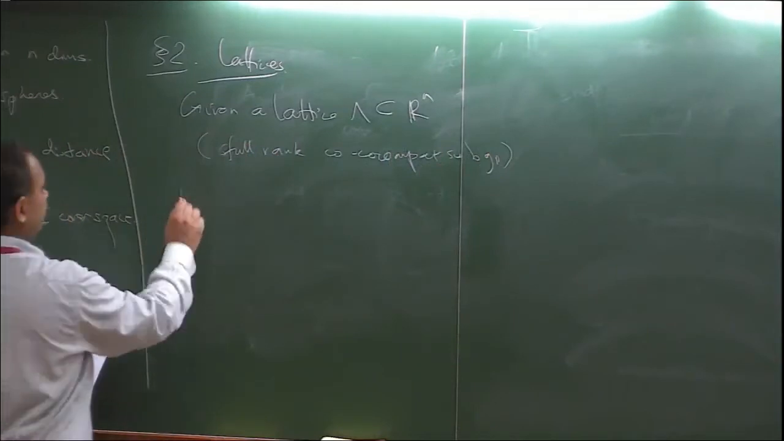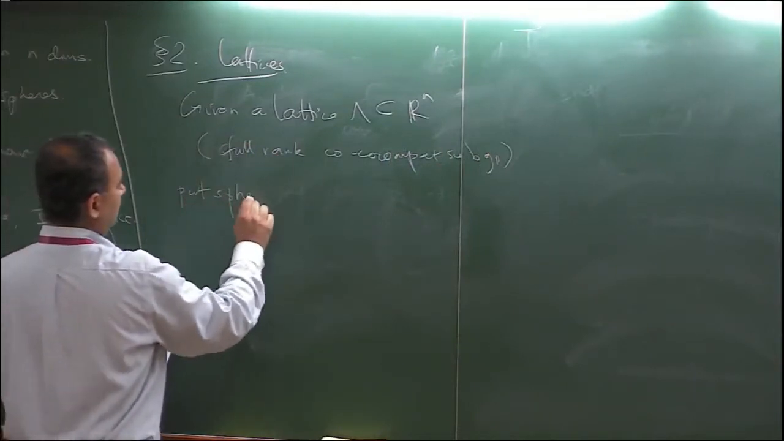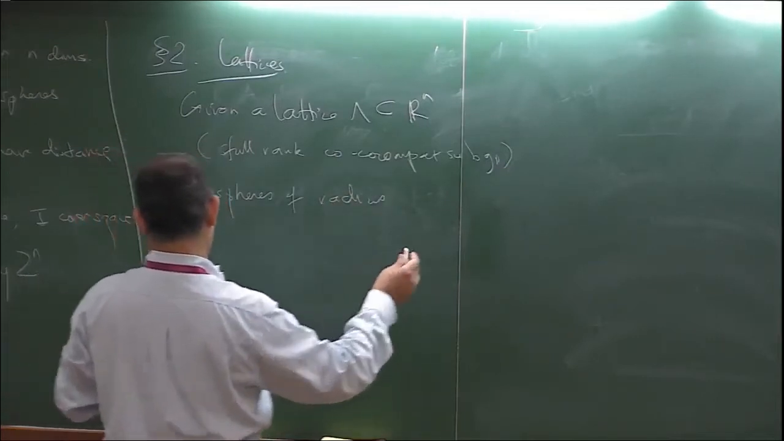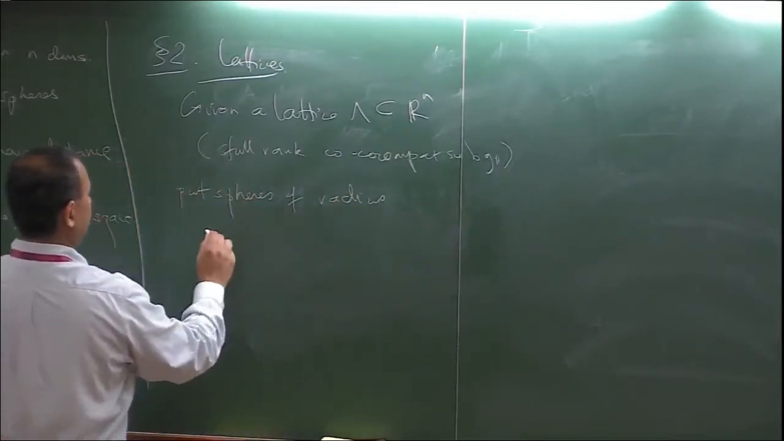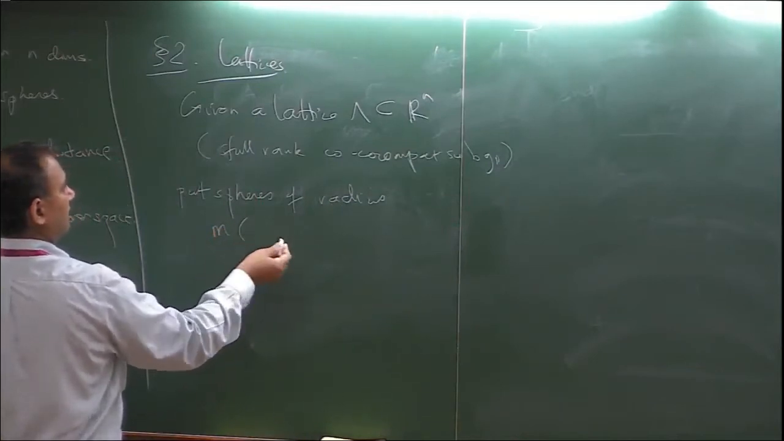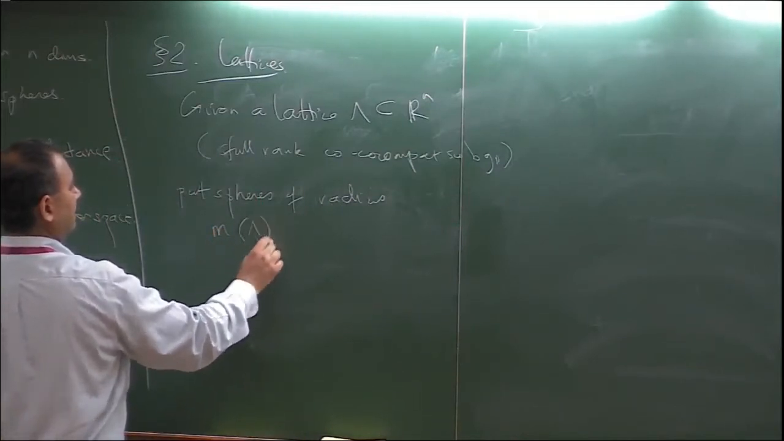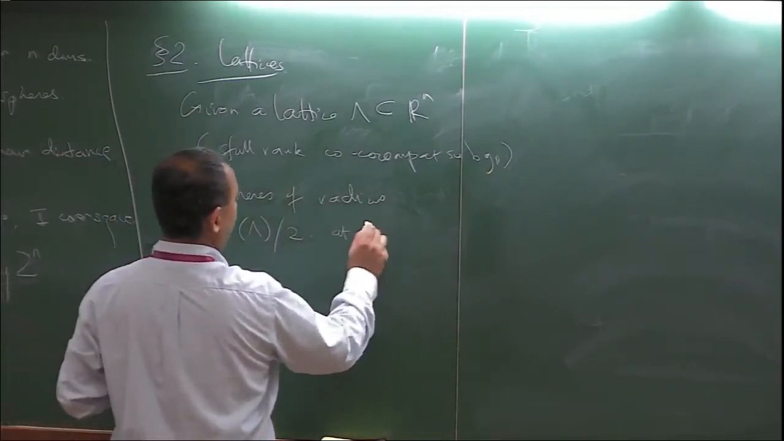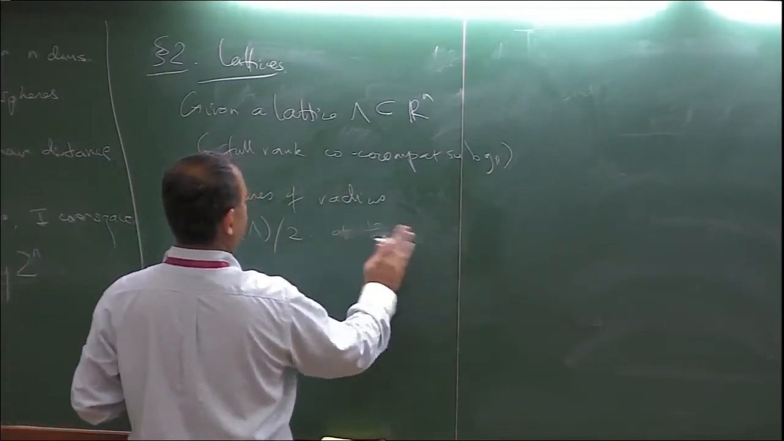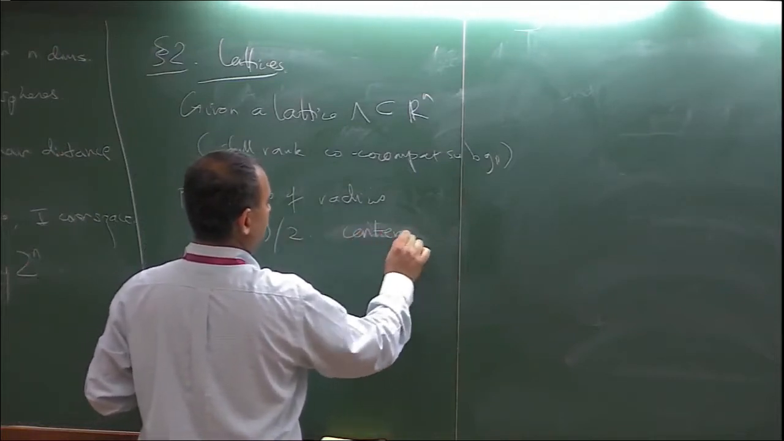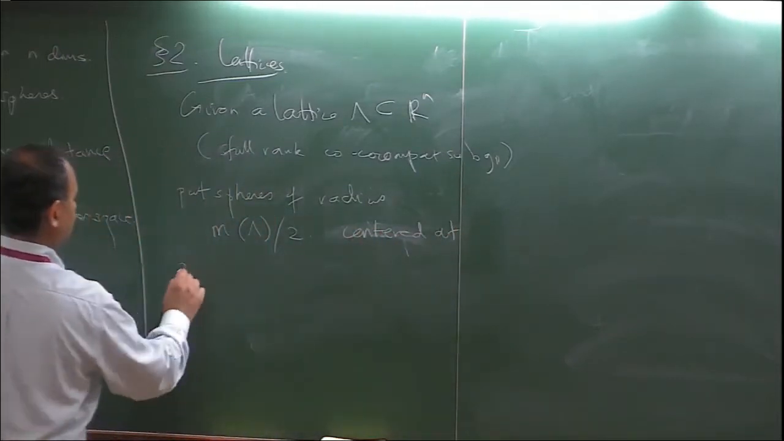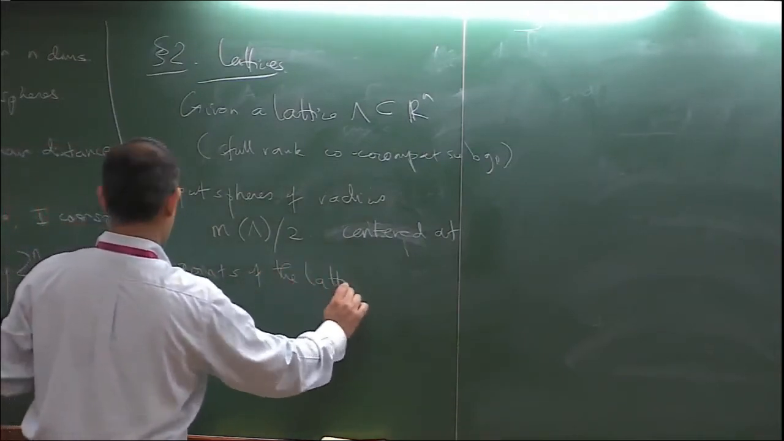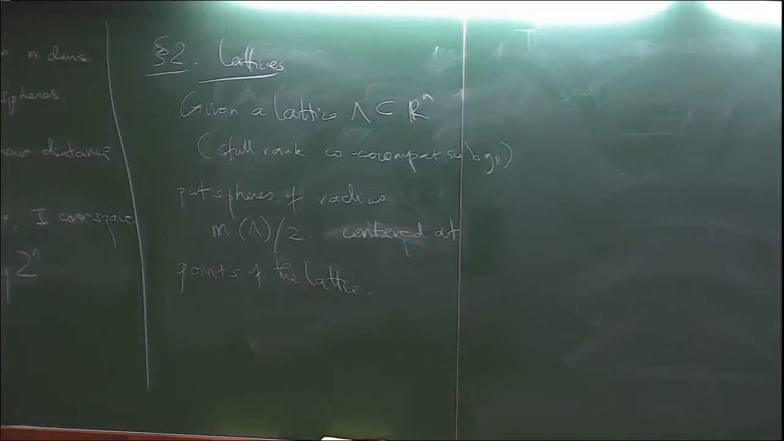So you put spheres of the maximum possible radius, which is the minimum vector length of Lambda divided by 2, centered at the points of the lattice.